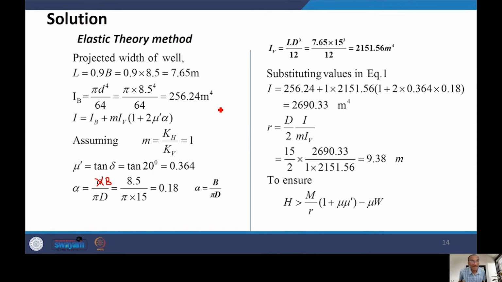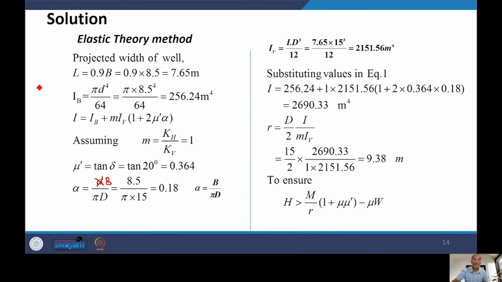Now the value of I is given by this relation: I equals IB plus M IB (1 plus 2 mu prime alpha). Here, assuming that the ratio of horizontal and vertical earth pressure coefficients, KH and KB, is the same, the ratio KH to KB is 1. Then mu prime is given by tan delta, which is tan 20 degrees, 0.364, and the value of alpha is also given as 0.18. Alpha is calculated from B by pi d, where B is 8.5 meters, but D is also quite high. So you end up with the value of 0.18 for alpha.